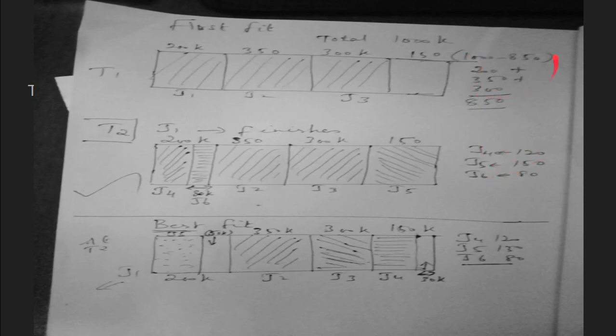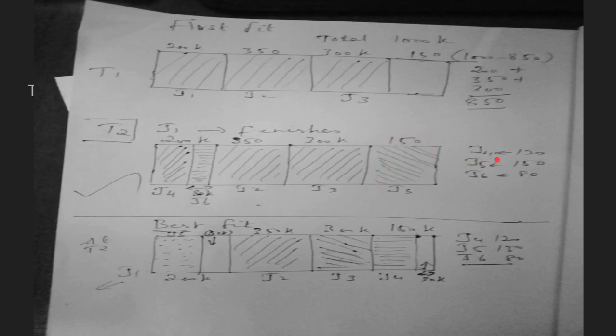And here we can see the calculation I have given. The total memory size is 1000, and the occupied space is 200 plus 350 plus 300, which is 850. So that is subtracted, so the remaining is 150. So this 150 is the left out space at this unit of time.